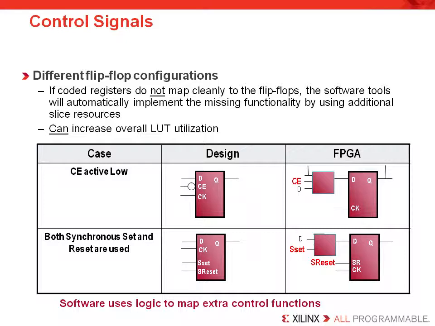But if you build with an asynchronous set or reset, then it can't happen. In that case, the asynchronous set or reset would be forced to a register control port. Likewise, if you build with an active low control signal, the LUT will be required to invert the control signal.